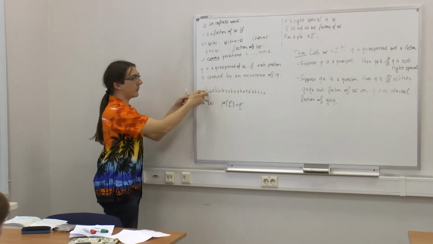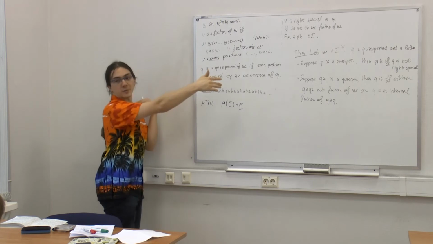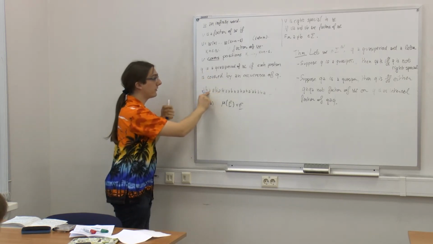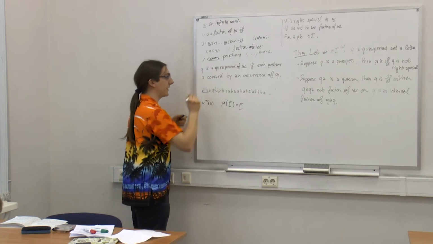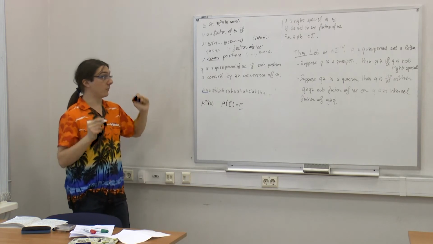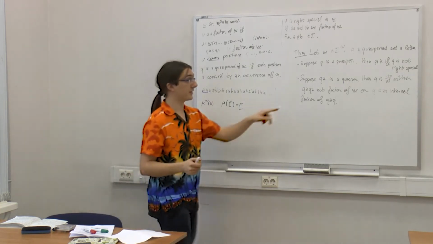Maybe it is, here we had luck, it's very small, but maybe the quasi-period we found was very big. And now we want to know whether we can remove a letter, like we consider a shorter prefix, is it still a quasi-period? Here it isn't. And once again, we have a condition for this.